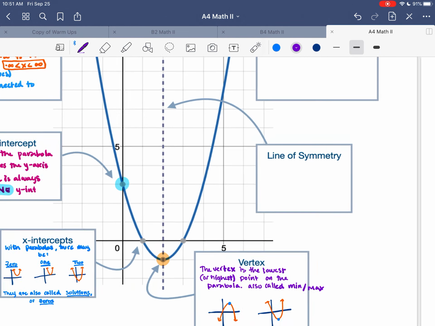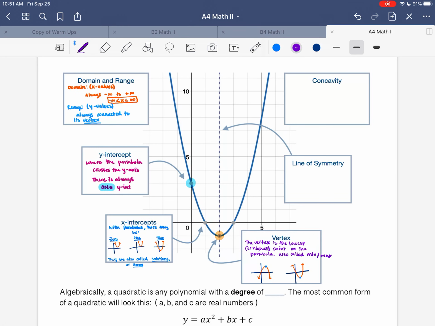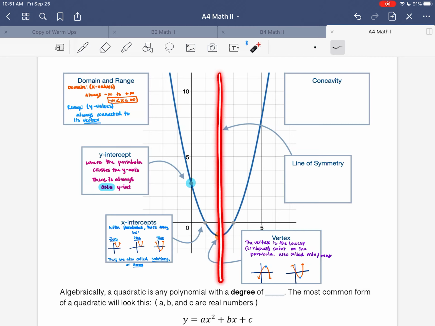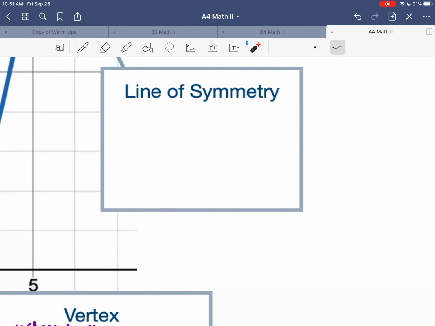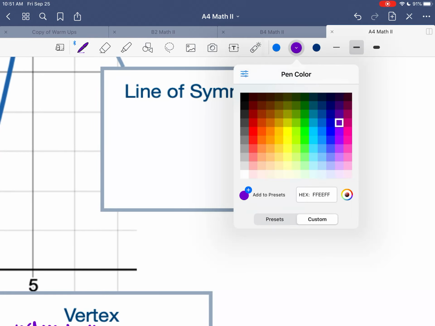The line of symmetry is something interesting as well. Parabolas are symmetrical, left and right. So this line down the middle, you can fold them in half and they'll match. If you were to physically fold a parabola in half, those two sides would match each other. And that fold line is called the line of symmetry. So just the line where it's symmetrical.